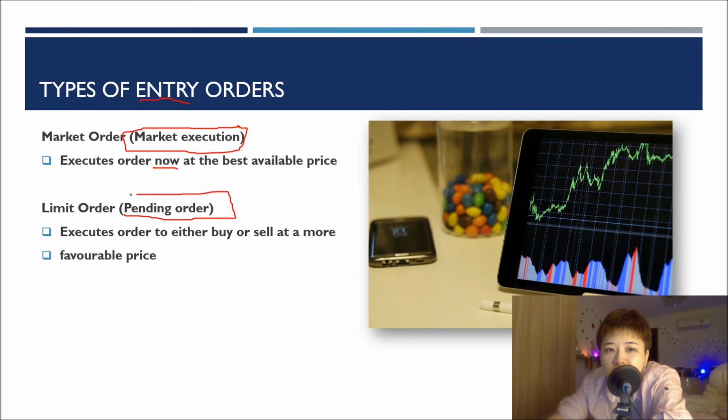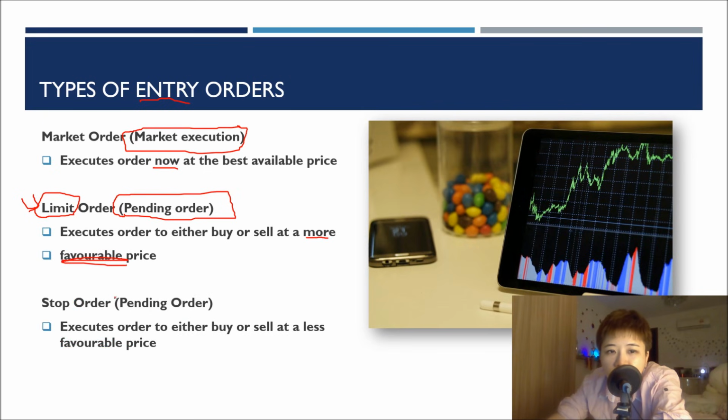If you look at MT4, it is written as pending order, but it is also called a limit order. Okay. When it comes to a limit order, when you see this word limit, you are executing an order, buy or sell order, at a more favorable price. Stop order is also under pending order, and you are buying and selling at a less favorable price.